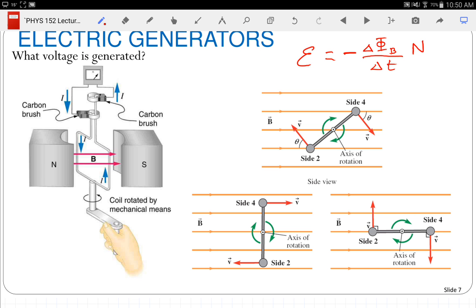Now that's about as simple of an equation as you see anymore in physics, right? Sure, when we started we had simple equations like that, but of late they've been more complicated. But that's a pretty simple equation. The induced EMF is just minus the change in flux divided by the change in time, and then if we have multiple loops, times the number of loops.